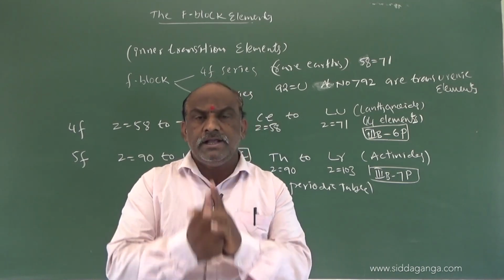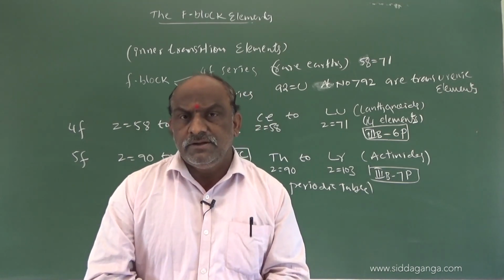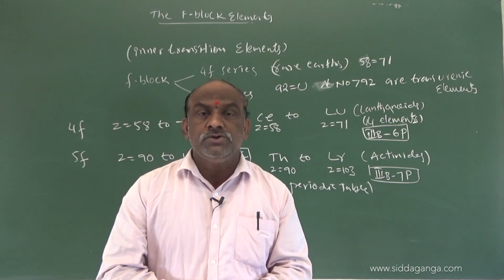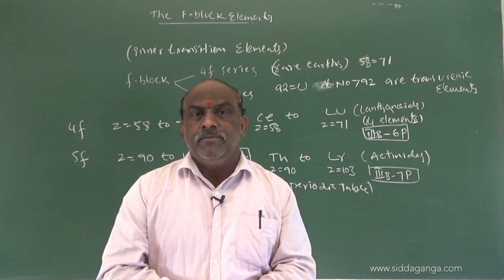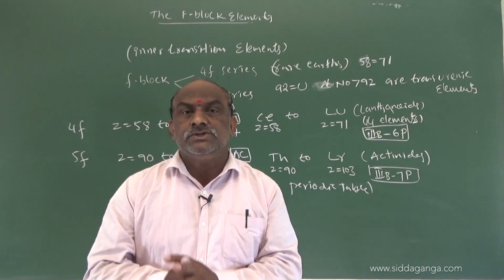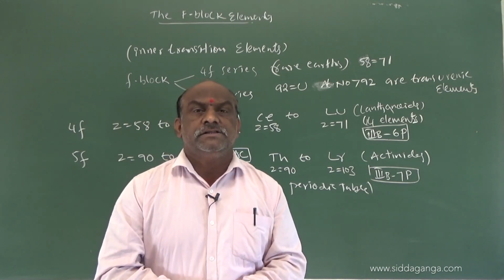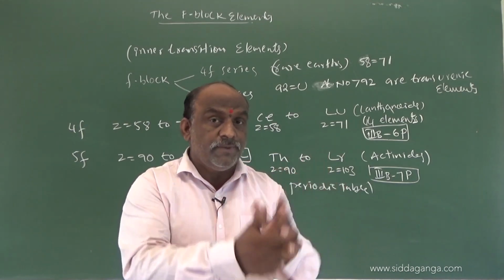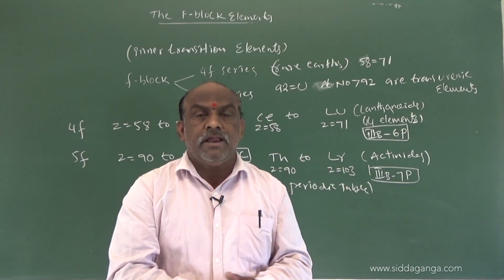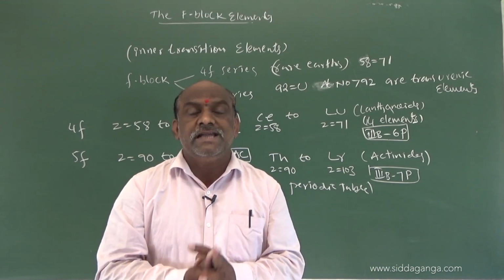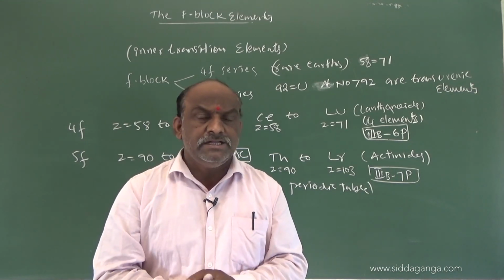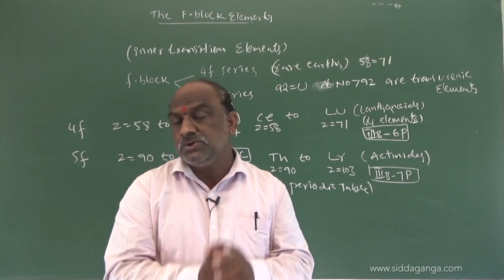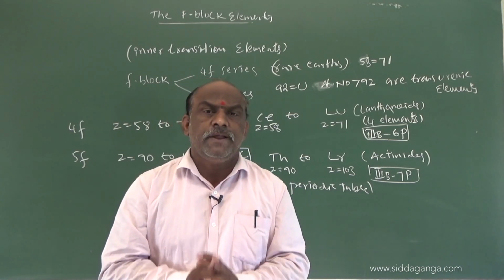In olden days, the source of the lanthanides was monazite sand. Monazite sand is the source for lanthanides, meaning the lanthanides are available from that mineral ore. Monazite sand is the oldest source available for lanthanides.